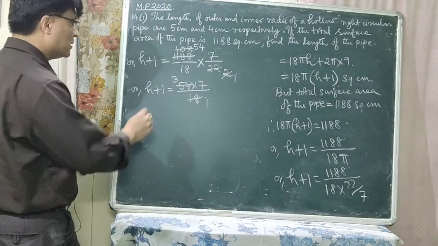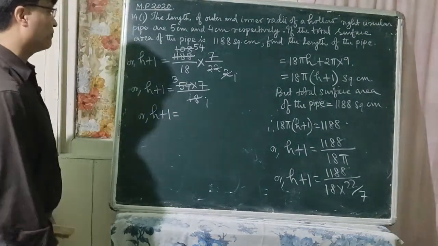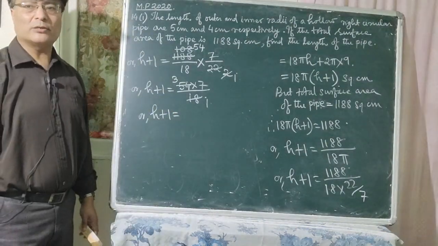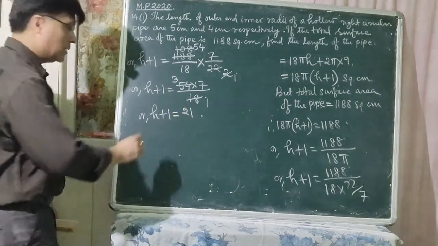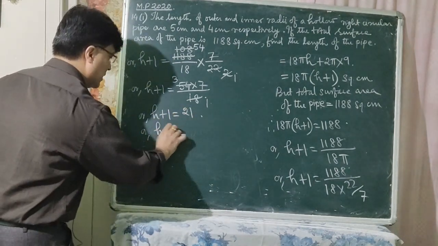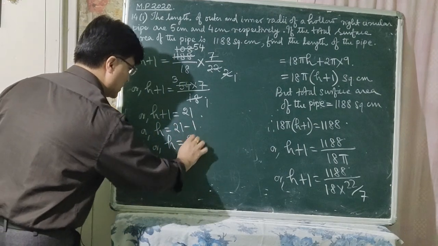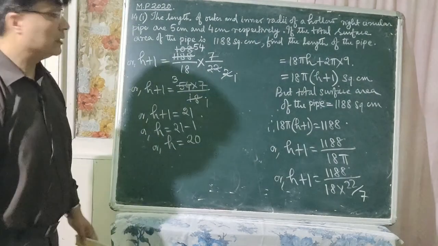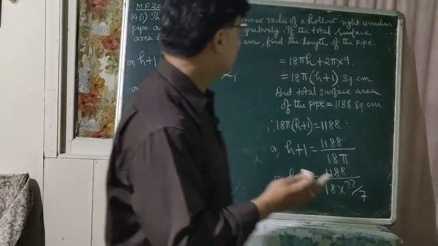I think you have understood it. So h plus 1 is equal to, what is 3 7s? 3 7s are 21. Or you can write h is equal to 21 minus 1. What is the value for h? h is equal to 20. So what is 21 minus 1? That is your 20.